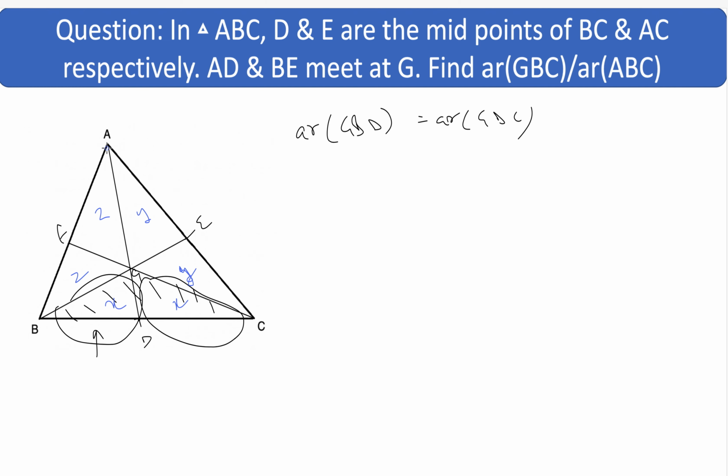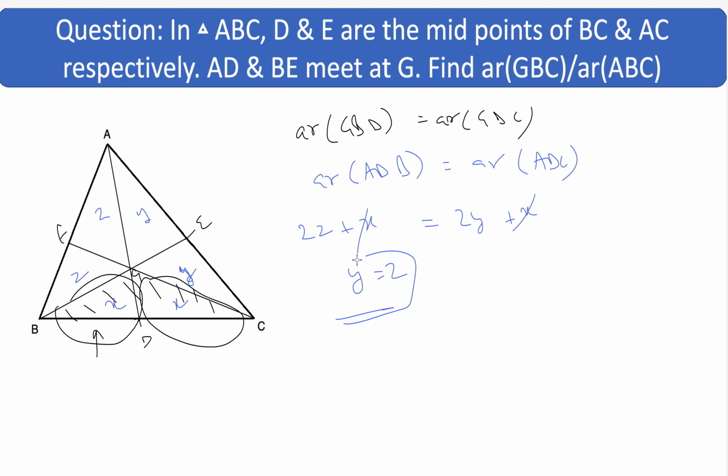Very similar. The altitude is equal and BD is equal to DC. So area of triangle ADB is equal to area of triangle ADC. ADB is 2Z plus X, and ADC will be 2Y plus X. X gets cut, you get Y equal to Z. Similarly, take another triangle. BE is also a median, which will divide the triangle into two equal areas. So 2X plus Y is equal to 2Z plus Y. Y gets cut, you get X is equal to Z. So X equal to Y equal to Z.